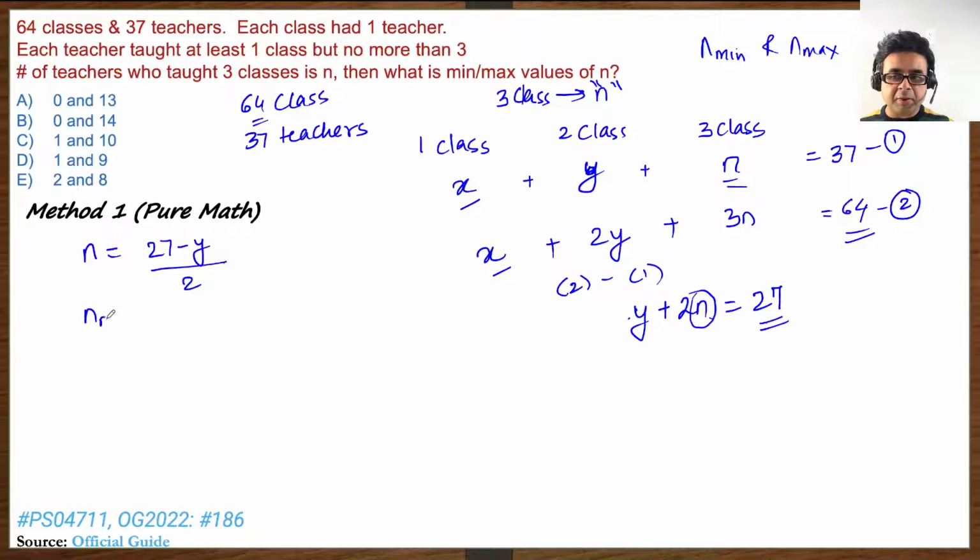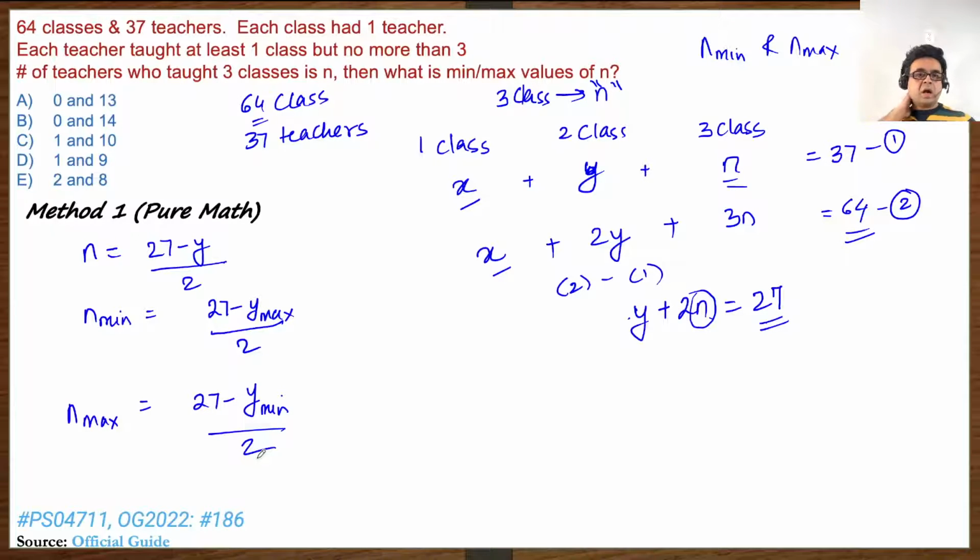Now n minimum would be 27 minus y maximum, because I am subtracting y from something. The more the y is, the lesser the resultant would be. Let's not forget divided by 2. And n maximum would be 27 minus y minimum, divided by 2.